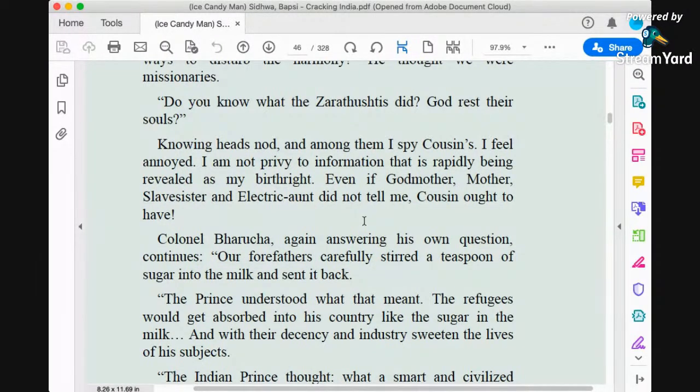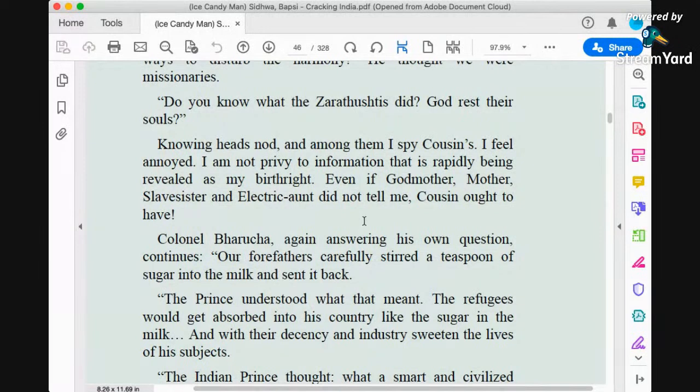The prince went back and reported to his king, and explained the symbol: the Parsi people have mixed the sugar into the milk, and so they would mix with Indian society in the same way as the sugar has mixed with the milk.